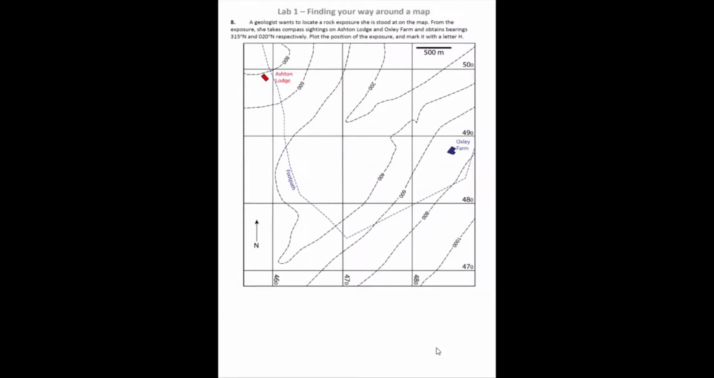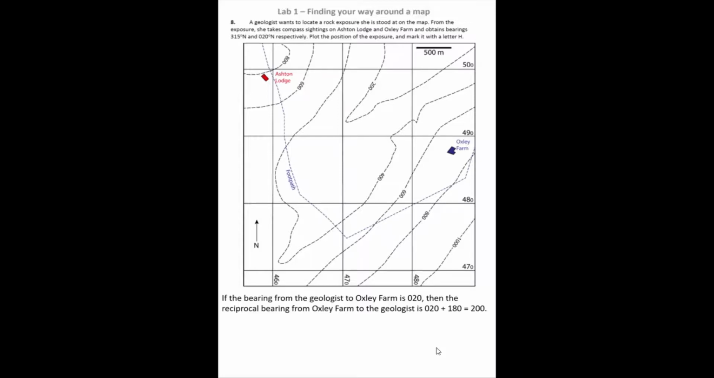This next question says that a geologist wants to locate a rock exposure she has stood at on the map. From the exposure she takes a compass sighting on Ashton Lodge and Oxley Farm and obtains bearings of 315 degrees north and 020 degrees respectively. Plot the position of the exposure marker with letter H. So we have a geologist who's on a map, isn't quite sure where she is on the map, but has taken compass bearings of 2 locations. So by using the bearings to those 2 locations, she should be able to triangulate her position.